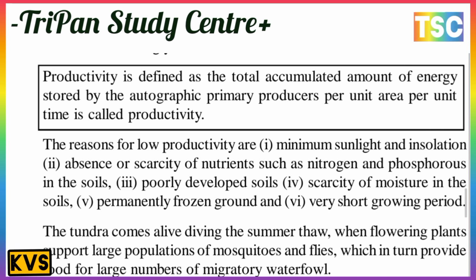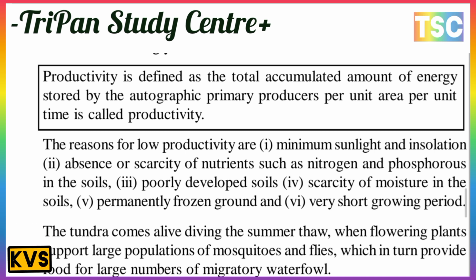Productivity of the tundra is very low. This is an important point. Productivity is defined as the total accumulated amount of energy stored by the autotrophic primary producers per unit area per unit time. You know what productivity is: it is the total accumulated amount of energy stored by autotrophic primary producers per unit area per unit time.